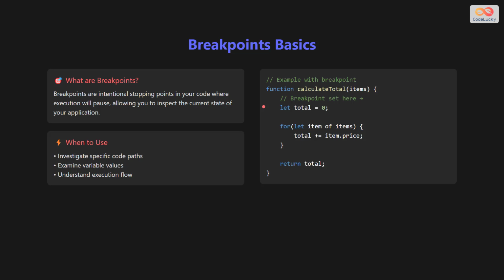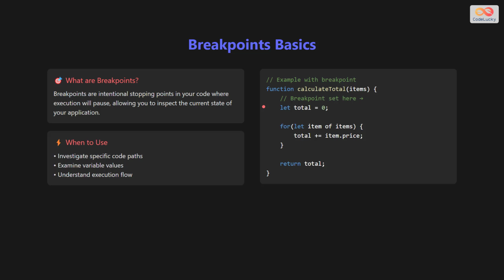Breakpoints are intentional points in your code where execution pauses, allowing you to inspect the current state of your application. They are useful when you need to investigate specific code paths, examine variable values, and understand the flow of execution.